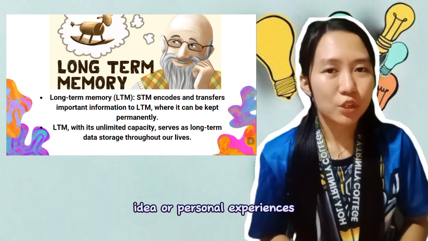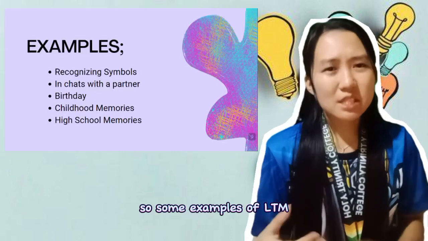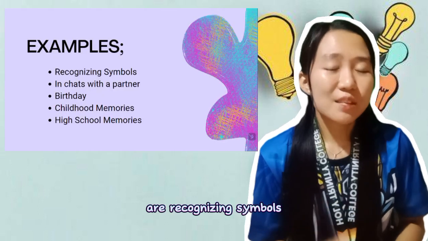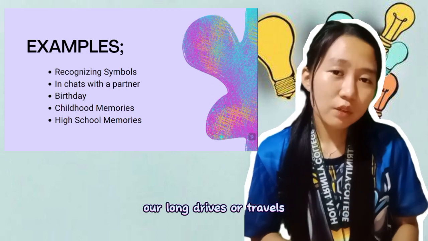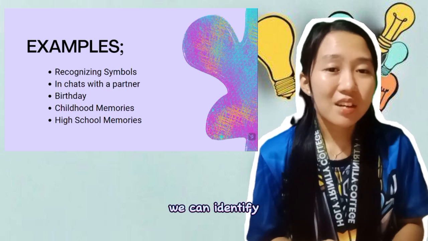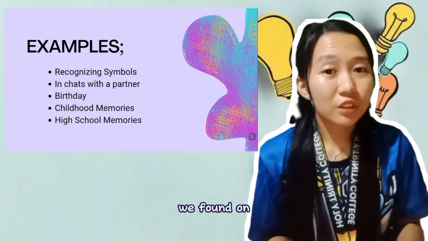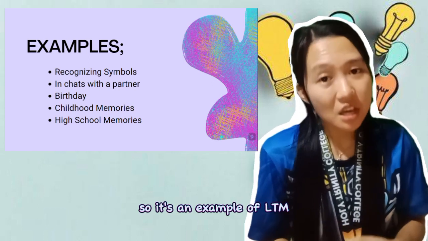In our long-term memory, we encode and organize several sorts of information, most notably facts, principles, ideas, or personal experiences. Some examples of LTM are recognizing symbols. I know that if we are having long drives or travels, we can identify the signage that can be found on the road, right? So it's an example of LTM.